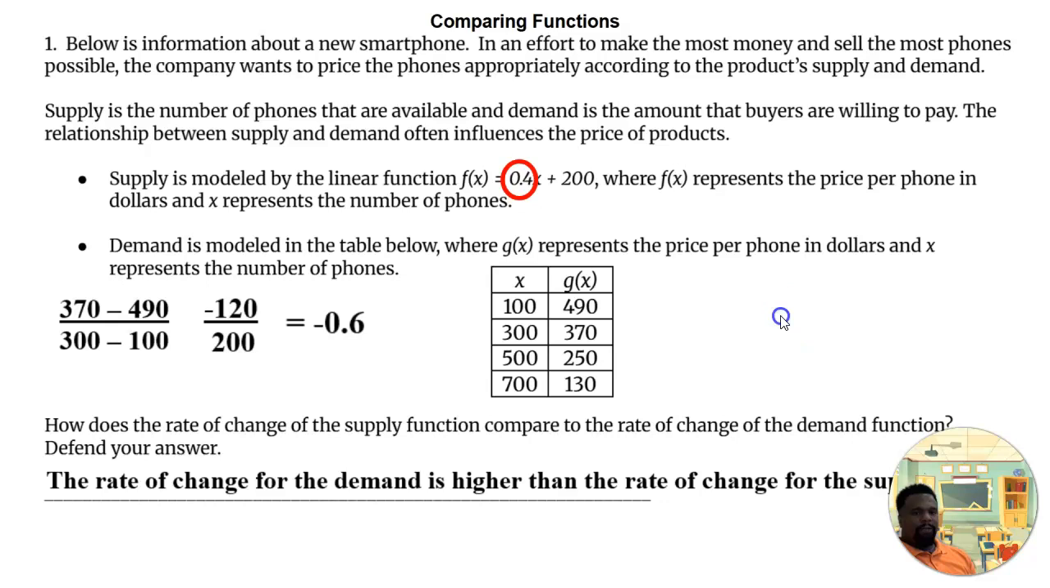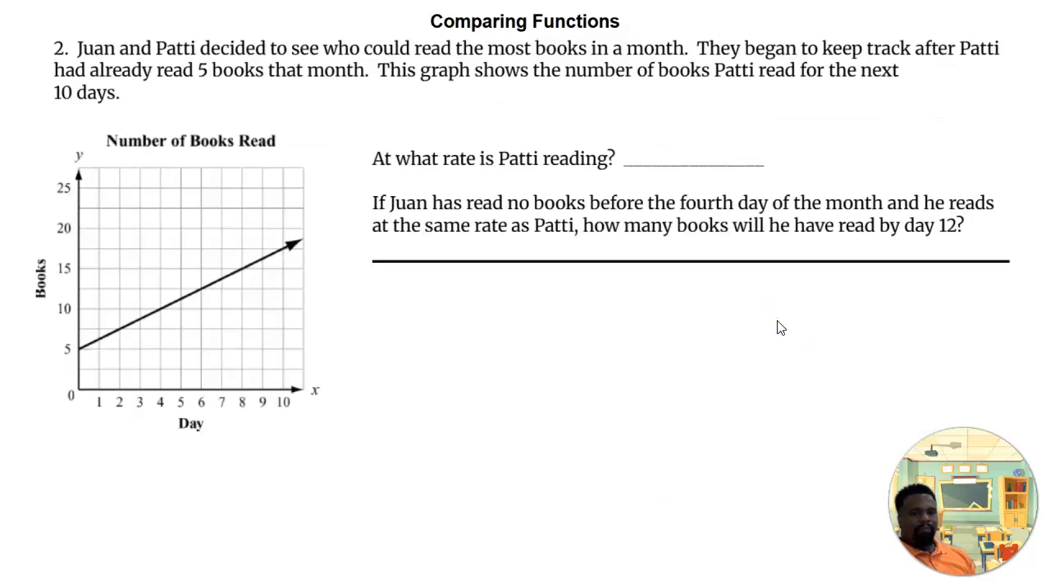All right, and now let's look at this last one right here. Patty wants to read books a month. Patty already read 5 books. So the graph shows Patty over the next 10 days. What is the rate? So let's take a look.